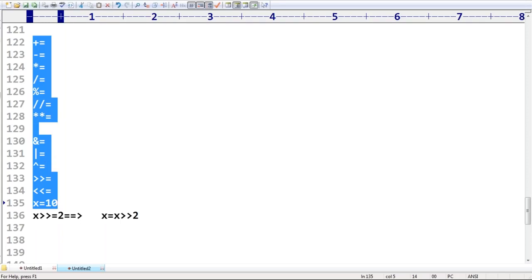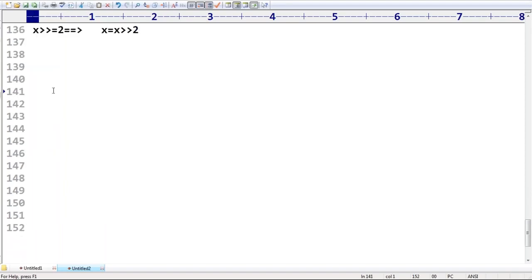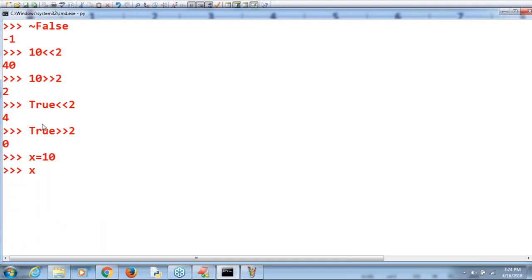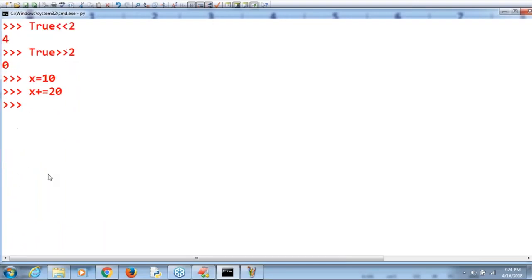Now here just take a bit of special care, though not much explanation is required. Take x is equal to 10, x plus equal 20. So x plus equal 20 means x is equal to x plus 20, that is 10 plus 20, 30. So if I print x, by default we are going to get 30.